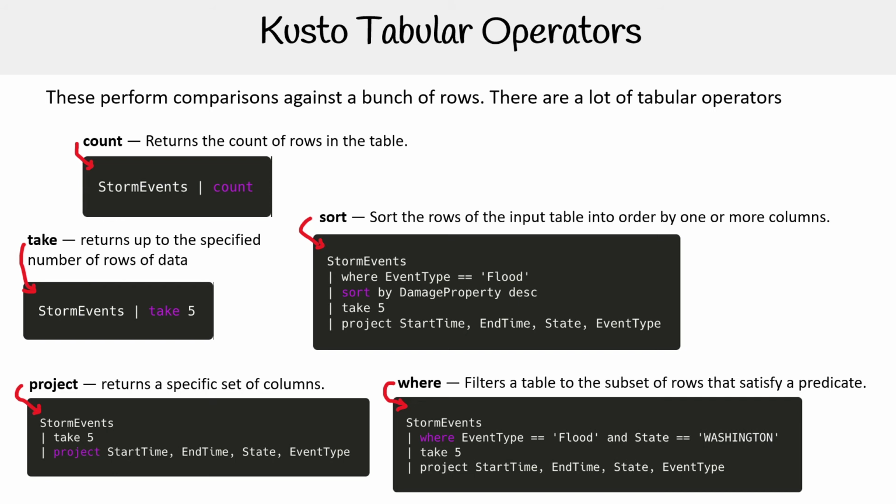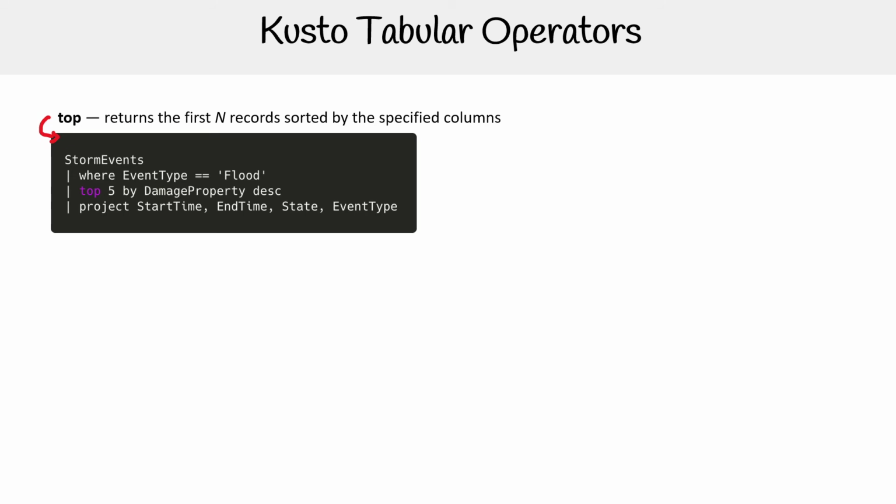Before we move on to the next slide, I just want to point out, if you've worked with SQL, these are very familiar, right? Take is like limit, sort is like order by, project is like select, okay? Moving on to the next one here, we have top, which returns the first n records sorted by specified columns. This is kind of like a shorthand. I think it makes take and sort and just abbreviates it to one line.